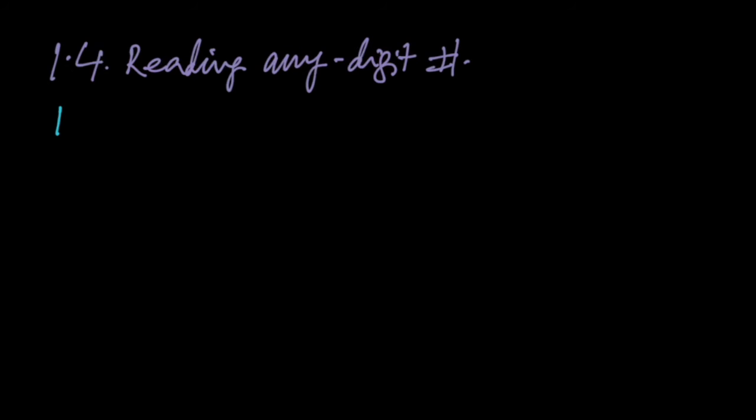Let's do one trick on reading numbers of any digits. So here we are going to get the number into the form of 100 times of n minus 1. So we will follow these steps.